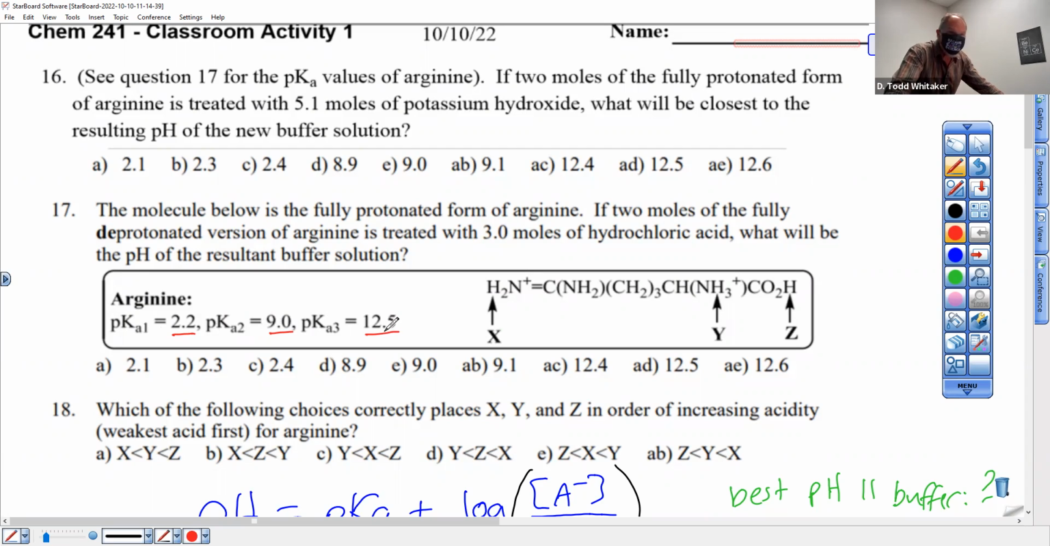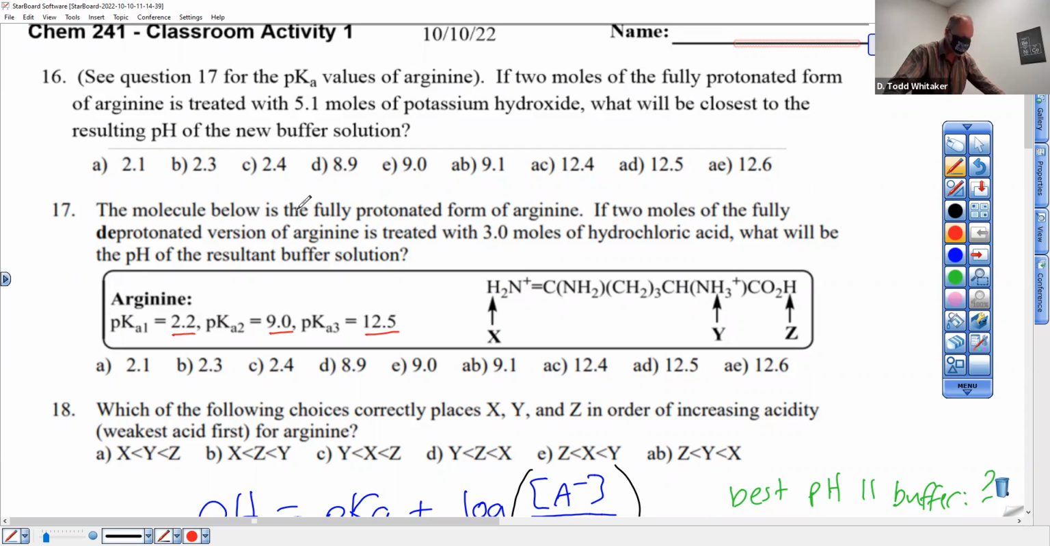How can I do a 12.4 buffer? I'd have to have this pKa acid, and I want 12.4. So do I need more of the acid or the base? I want 12.4, which is below the acid's pKa. So I need more of the acid, a little more, a little.